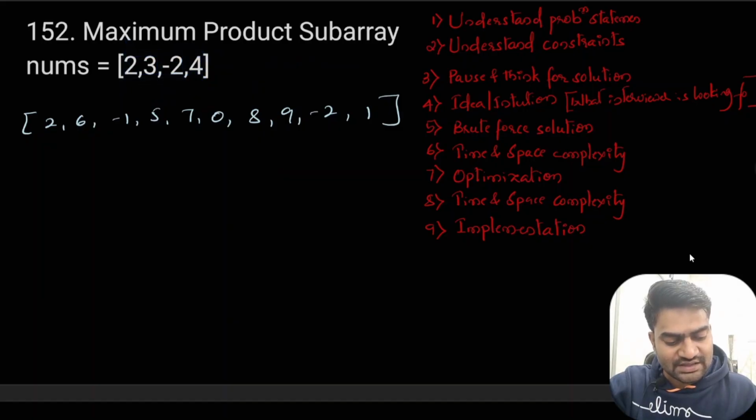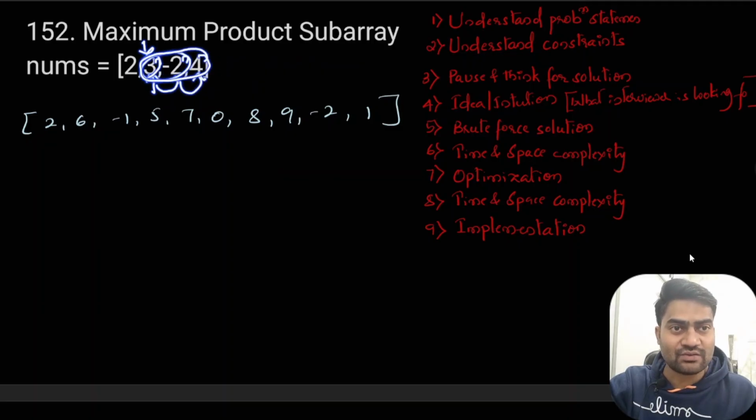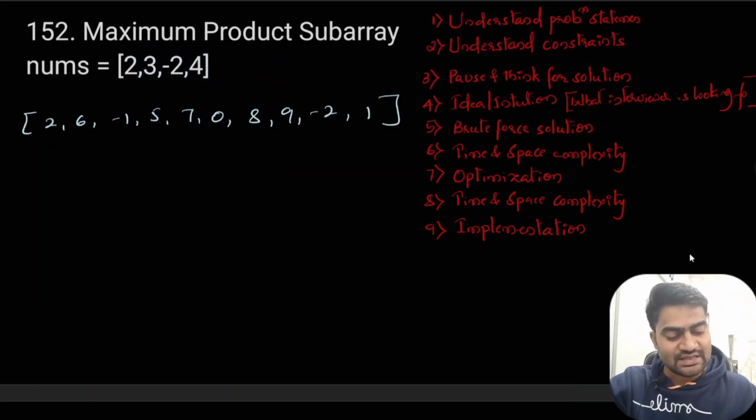Now, after this, I will move my start pointer to the second number. Then I will again start my end pointer from the second number itself. So I will get 3. Then if I move this, I will get 3 and -2. Then again, if I move this, I'll get 3, -2 and 4. Likewise, I will generate all the possible subarrays. Then I will iterate over each subarray to find the product, and then I will come up with the maximum product.